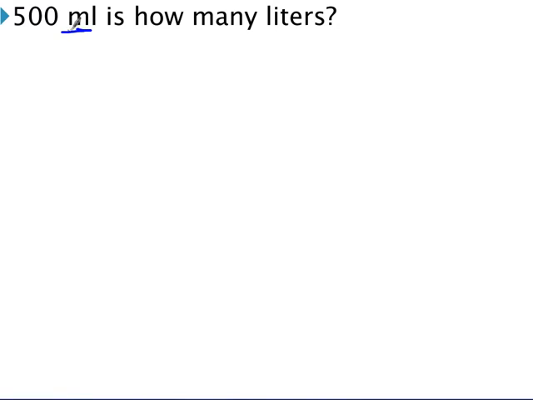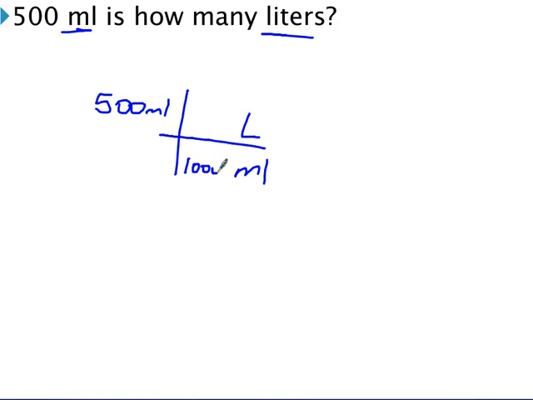500 milliliters is how many liters? Again, start with what you're given, 500 milliliters. Set up your T-chart here. Milliliters is going to go on the bottom, so it'll cancel, and liters goes on top. We know that milliliters are really, really tiny. Milli means thousandth. So there are 1,000 milliliters in 1 liter. Again, I made sure to set up my units so that the ones I don't want cancel and the one I want ends up on top.